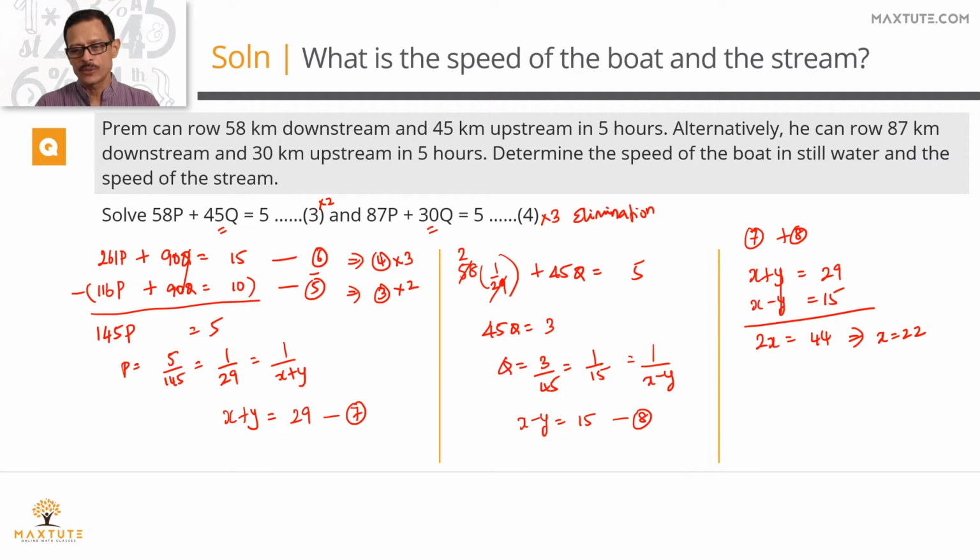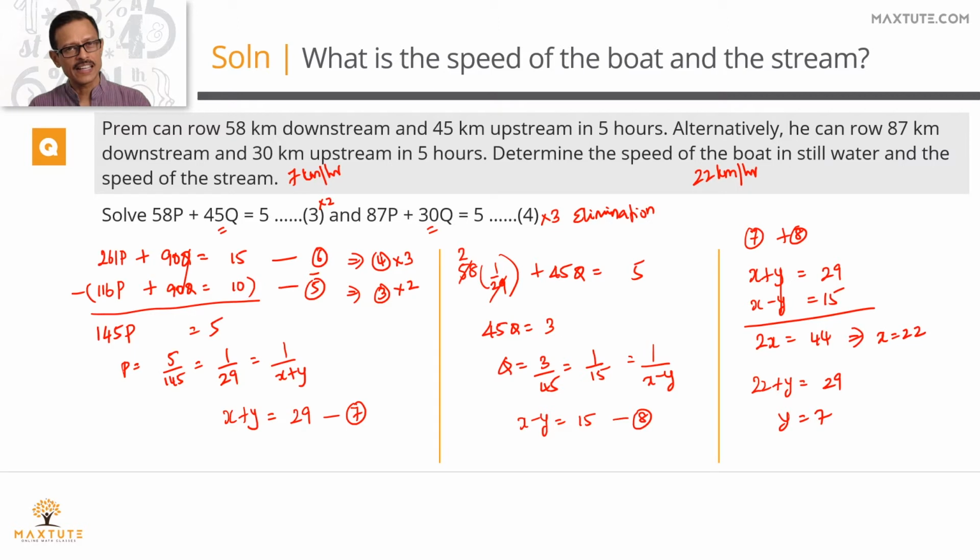Plug in the value of x as 22 in one of these equations. Let's do it in equation 7. So 22 plus y equals 29, or y is equal to 7. What is x? Speed of the boat in still water. So that is equal to 22 kilometers per hour. What is y? Y is the speed of the stream. That is equal to 7 kilometers per hour.